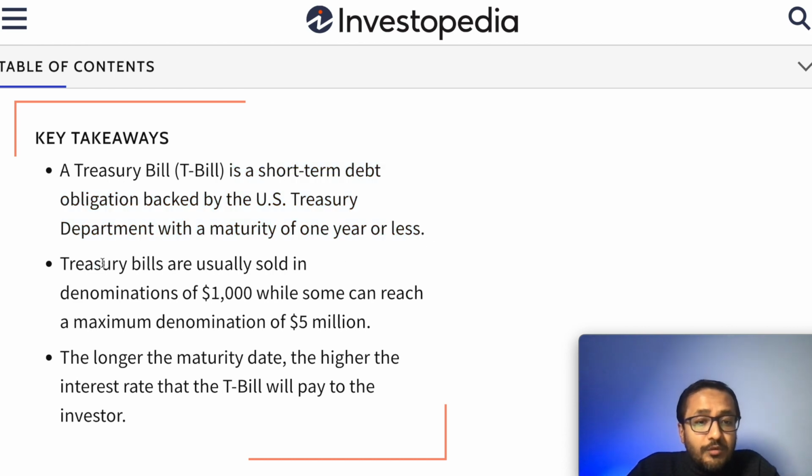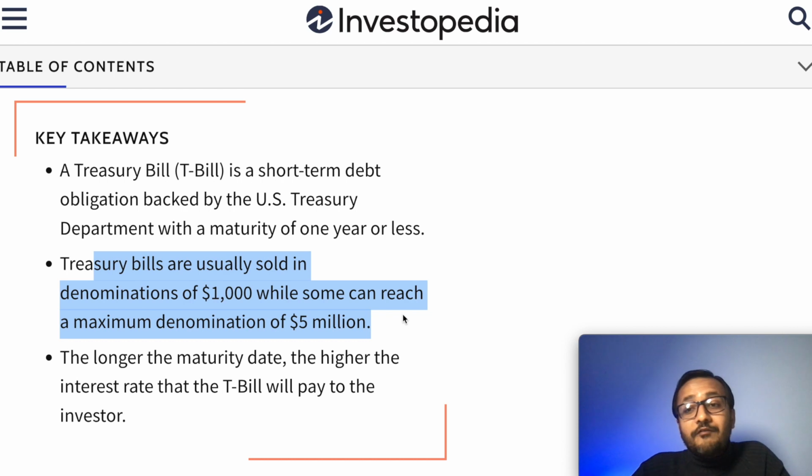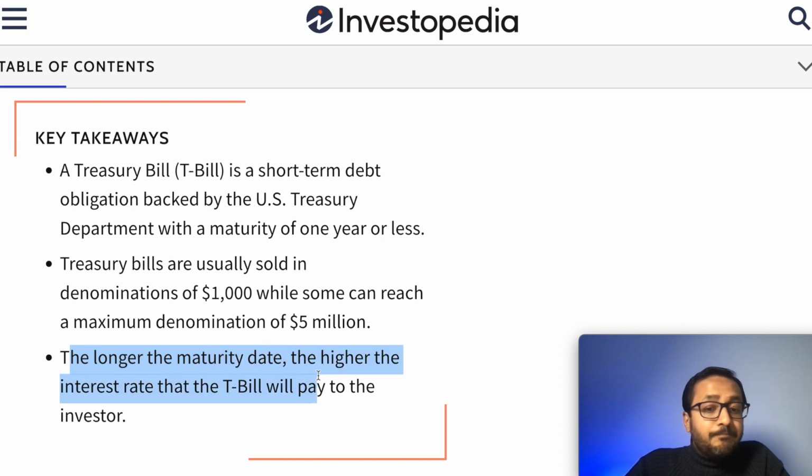Treasury bills are usually sold in denominations of, once again, 1,000 US dollars, while some can reach a maximum denomination of $5 million. The last but not the least is the longer the maturity date, obviously the higher the interest rates that the T-bill will pay to the investors.